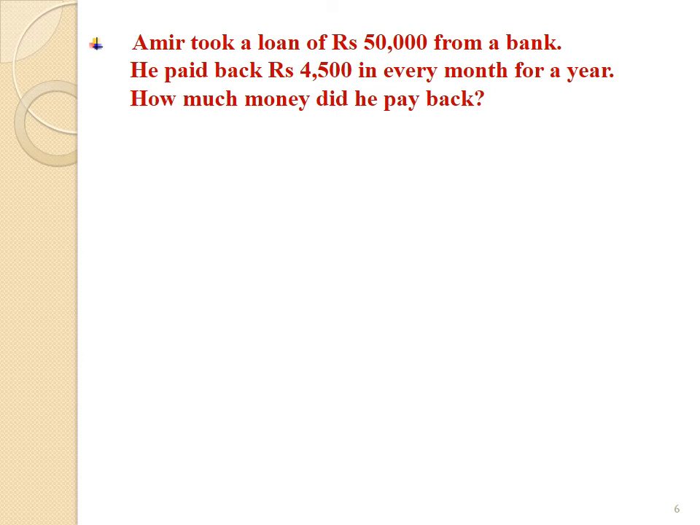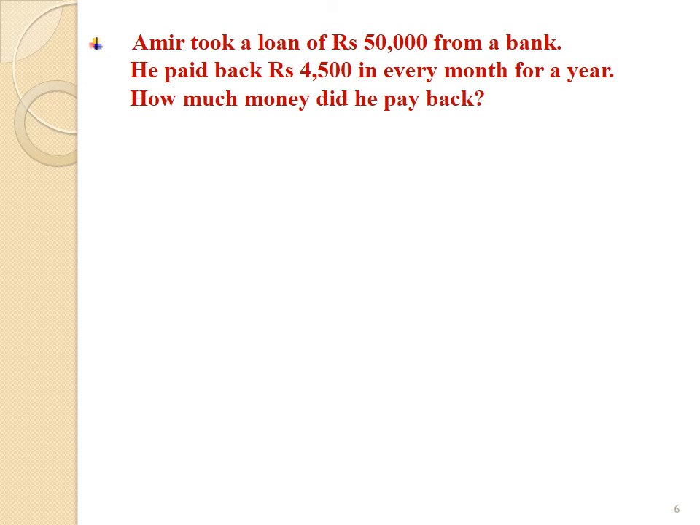Students, note that in the previous sum, we found out the amount paid back by Aman in every month. That is, we found out the amount for 1 month. Whereas in this sum, we have to find out the amount paid back by Amir in 1 year. So, now let's solve sum number 5.